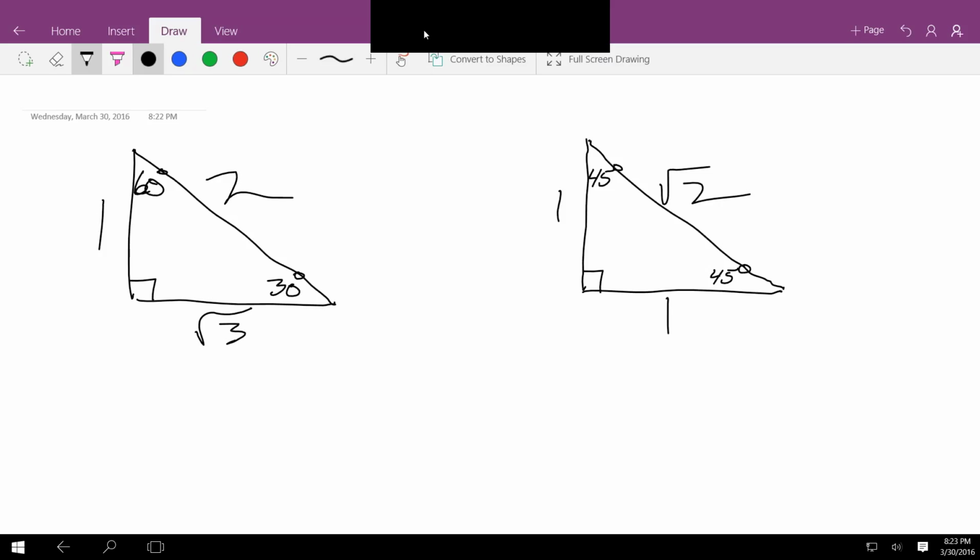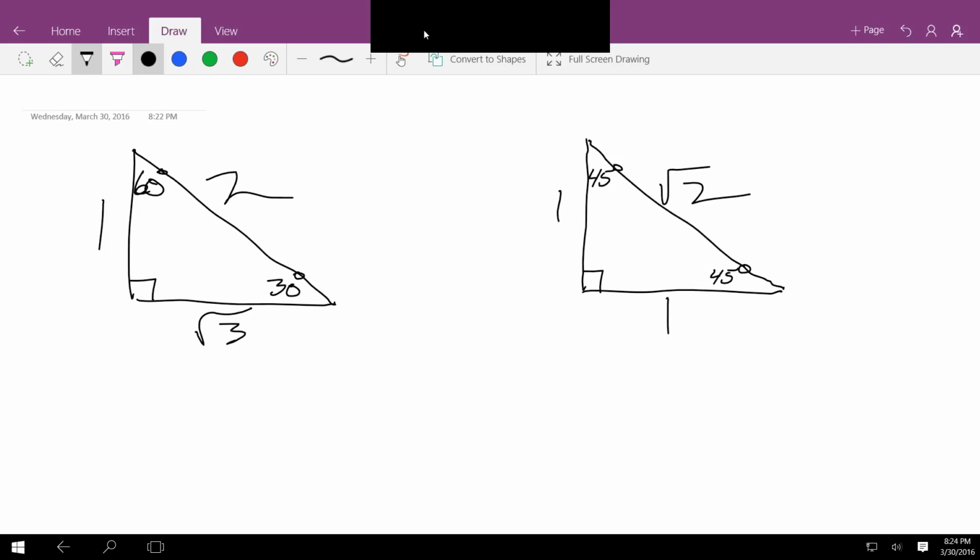Why? Because what's the sine of 30 degrees? Opposite over hypotenuse. So it would be 1 over 2. Correct. What's the cosine of 30 degrees? Root 3 over 2. Good.